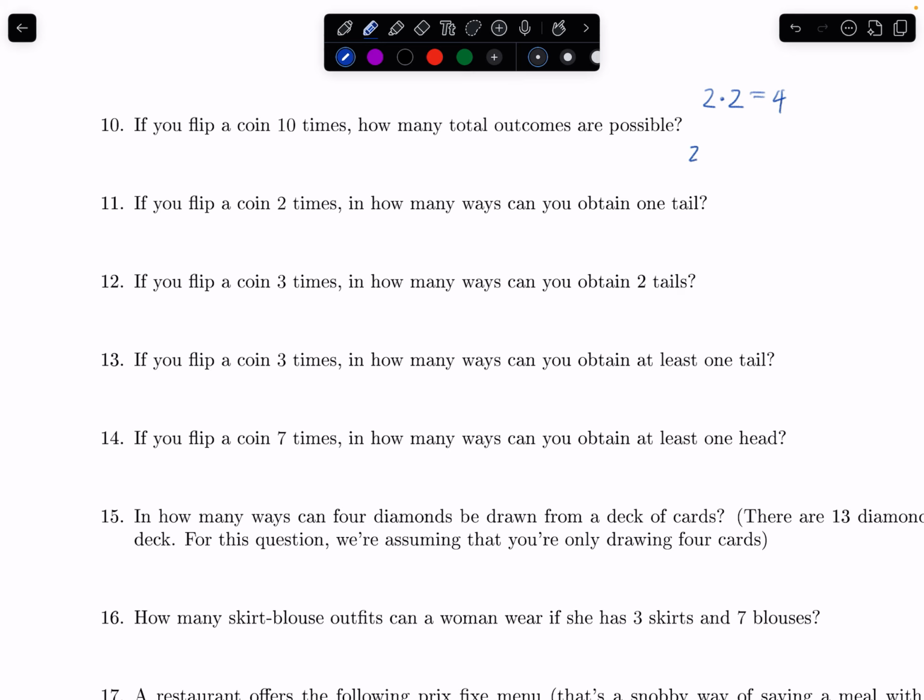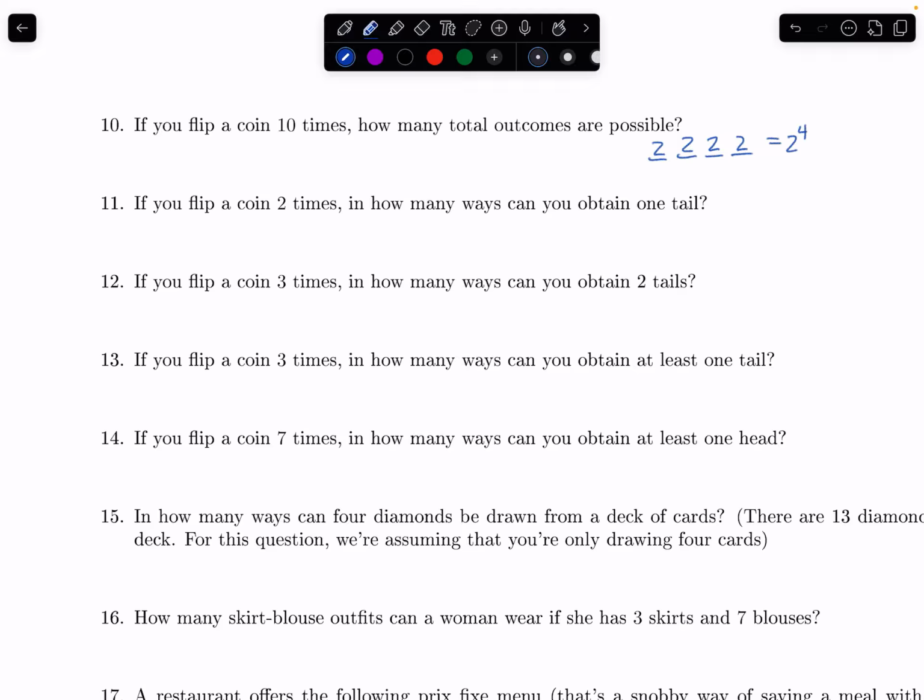Well, let's draw our blanks this time. I've got 2 outcomes for the first toss, 2 outcomes for the second, 2 for the third, or in condensed notation, that's 2 to the third. What if I added a fourth flip? There are 2 options for that fourth flip, which means I would end up with 2 to the fourth.